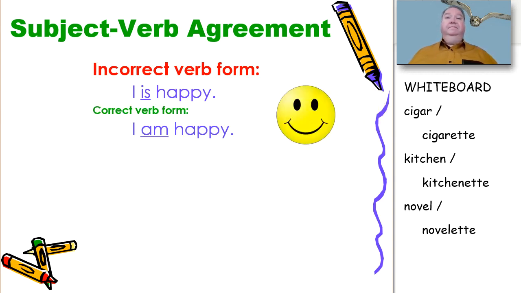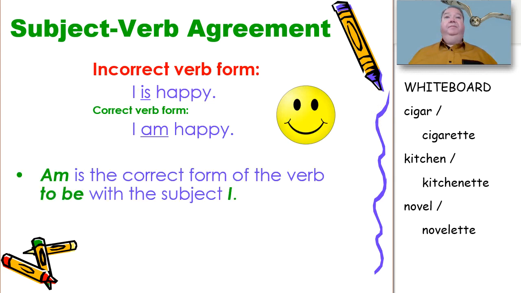So what is the correct form? I am happy. That's because am is the correct form of the verb to be with the subject I. This is what we call the infinitive form of the verb, where we have to plus the verb.